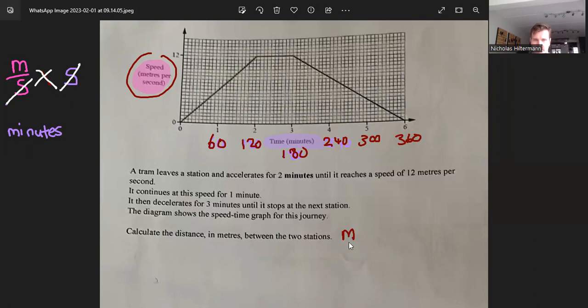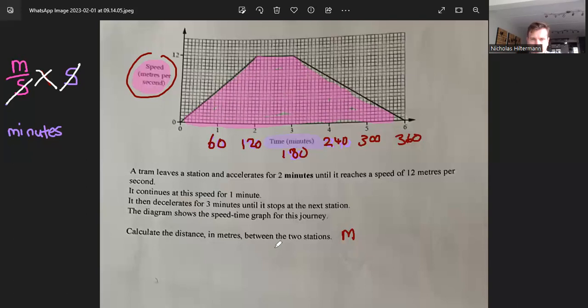Now, you don't necessarily have to know about the units. I just wanted to show you because it's a handy trick to know that when you times the x by the y, the units you're left with will tell you what the area under the graph is. So I want that area. But you could also just remember that if you have a speed time graph, the area under the graph gives you distance. Now it's just a matter of finding the area of the triangles and the rectangle.